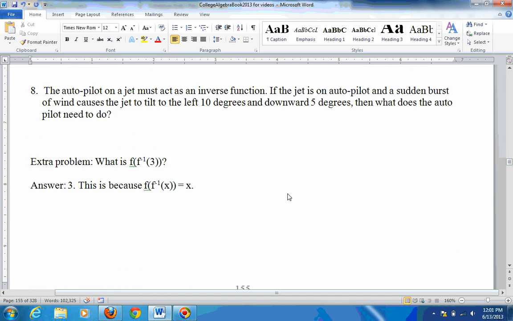And here's an extra problem. What is f of f inverse of 3? Well, the answer is 3, because f of f inverse of x always equals x. So whatever is in here is going to be right there.